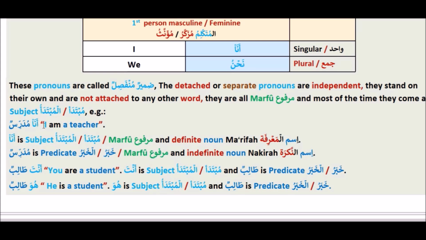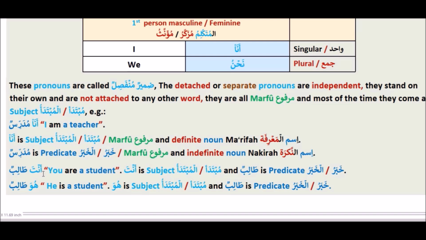Ana mudarrisun. I am a teacher. This is a pronoun for first person, singular. Ana is a subject. It's marfu and it is a definite noun. All pronouns are definite because they replace the noun. Mudarrisun, this is the predicate, khabar. It is also marfu and it is an indefinite noun, nakira. Subject mubtada is always marfu and most of the time definite. Predicate khabar is always marfu and most of the time it is indefinite.